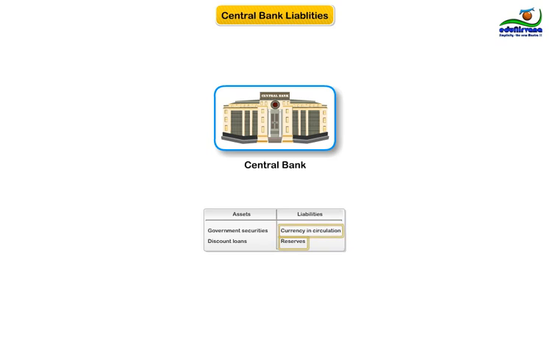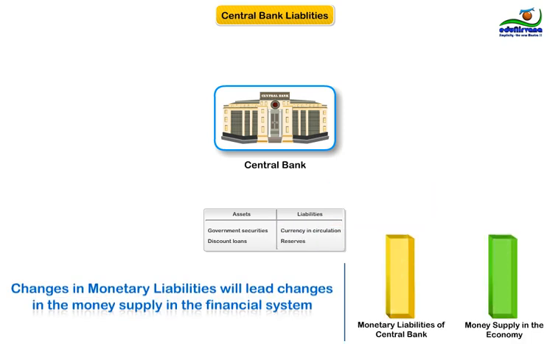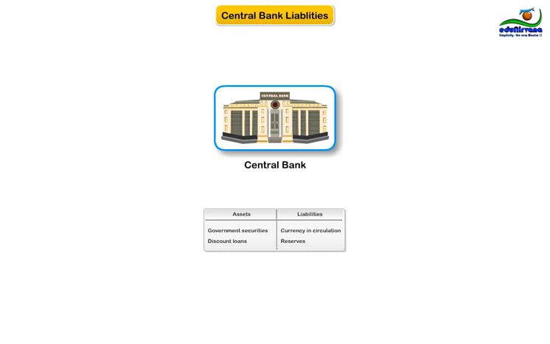The two liabilities on the balance sheet, currency in circulation and reserves, are often referred to as the monetary liabilities of the central bank. They are an important part of the money supply story because changes in them will lead to changes in the money supply in the financial system, everything else being constant. Let us discuss both of them one by one.